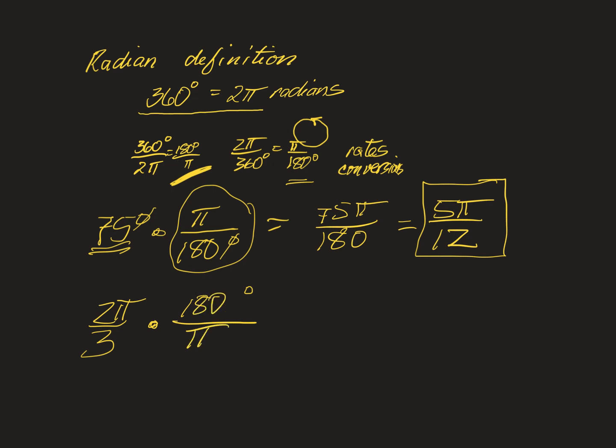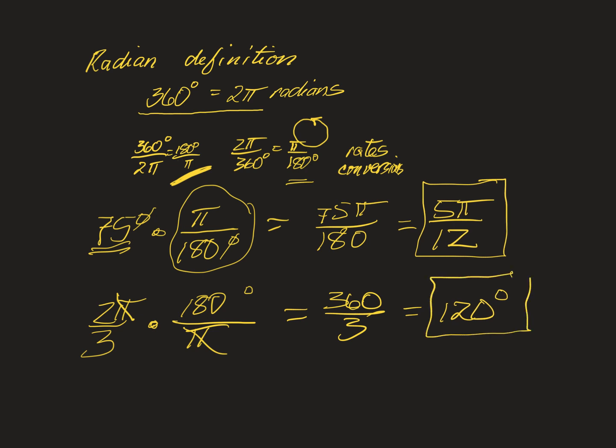And so I do that. As you can see here, the pi's cancel, and so I get 360 over 3, which is equal to 120 degrees. All right? And that's the conversion process to go from radians to degrees right here and degrees to radians right here. And so this is all you need to know for the first unit.